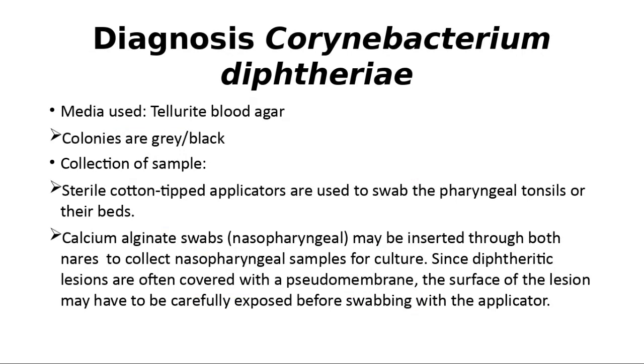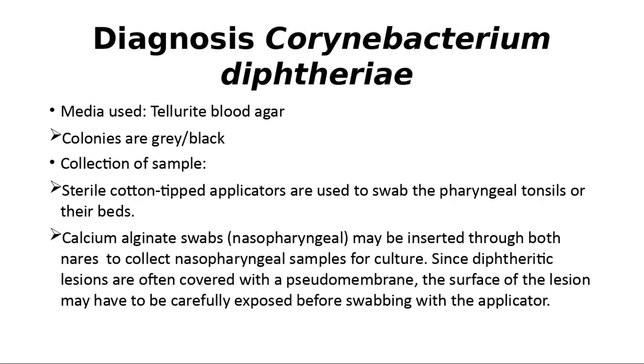Now, Corynebacterium diphtheriae. For now, streptococcal is finished. For this purpose, we use the tellurite blood agar. For streptococcal, we use the blood agar, the sheep blood agar, which contains 5% sheep blood. For Corynebacterium, we use the tellurite blood agar. On tellurite blood agar, the colonies are gray or black.